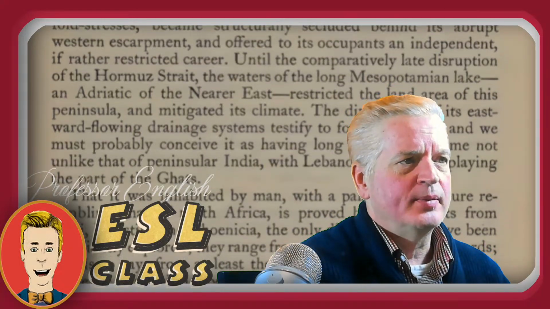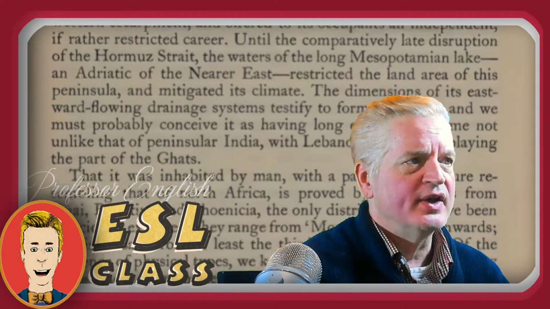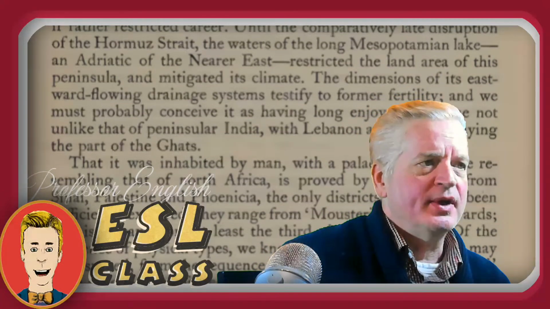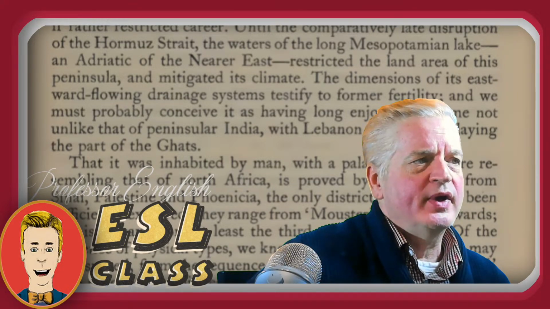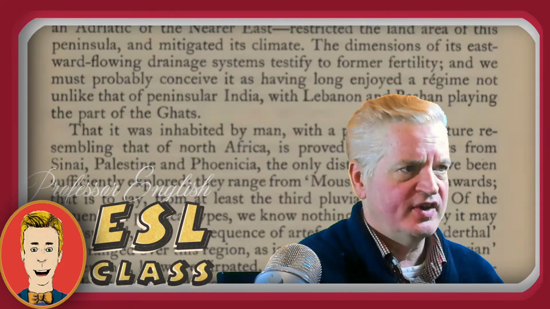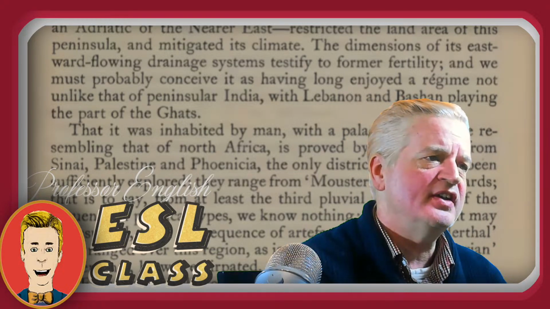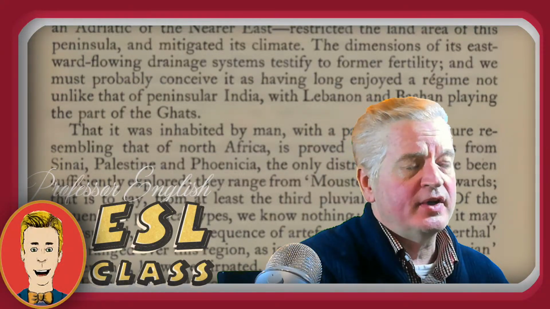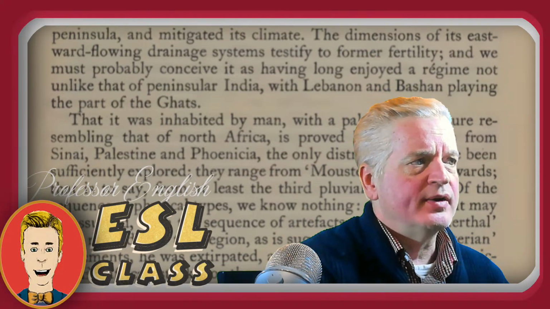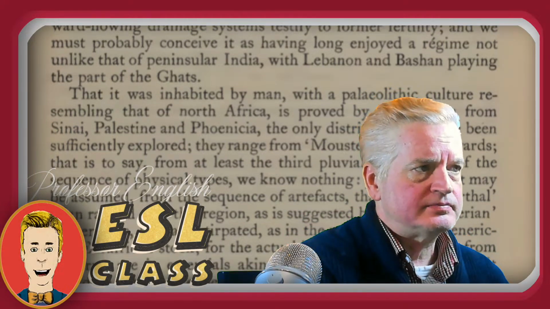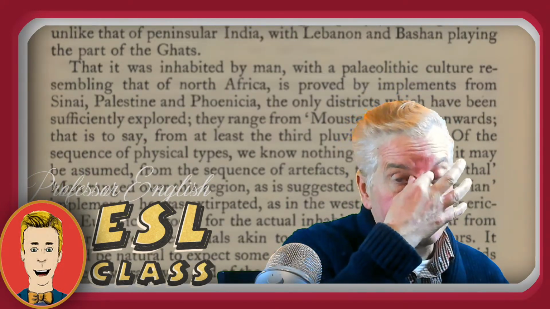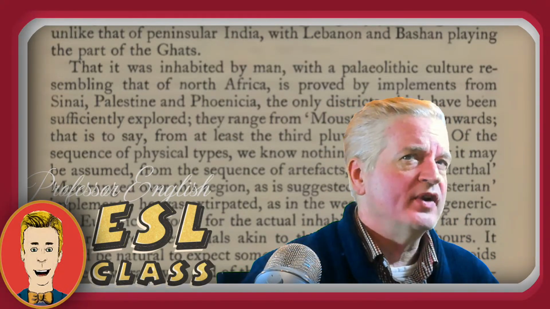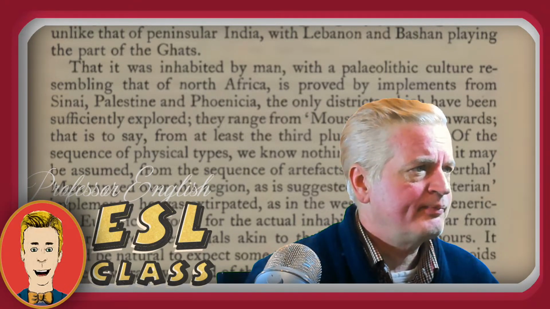The waters of the long Mesopotamian lake and Adriatic of the Near East restricted the land area of this peninsula and mitigated its climate. The dimensions of this eastward flowing drainage system testify to former fertility, and we must probably conceive that it was having long enjoyed a regime not unlike that of peninsular India, with Lebanon and Bashan playing the part of the Ghats. So they're comparing the Middle East to India, saying that probably the weather and things like that were very similar. They had very similar conditions at the time.